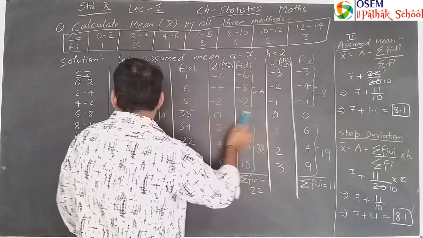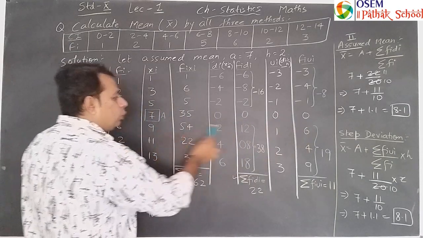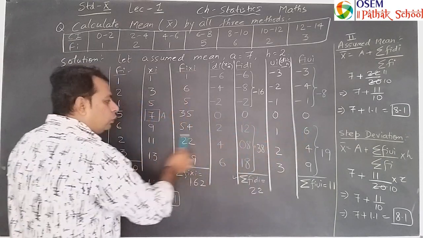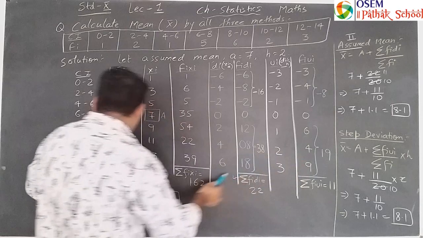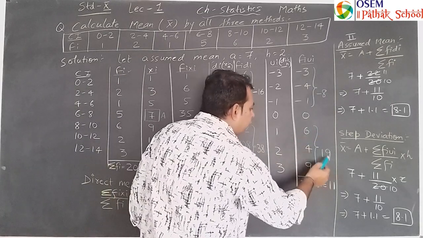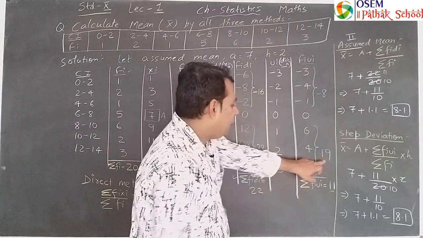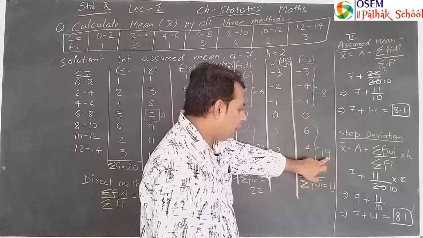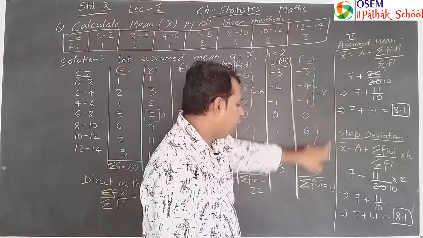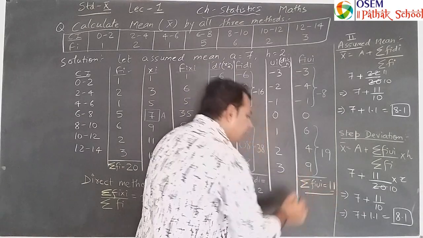5 into 0, it will be 0. 6 into 1 is 6. 2 4s are 8 and 3 3s are 9. I have done the total of the positive terms: 6, 4 and 19, it is 19. Now which one is bigger? The 19 minus 8 will be positive 11. So sigma Fi ui is 11.